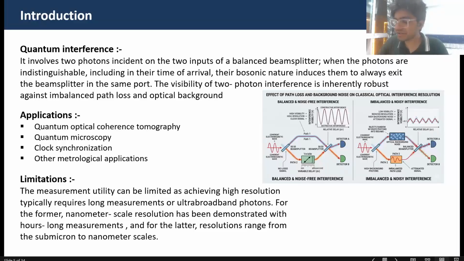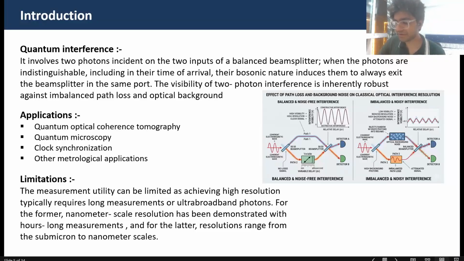The second diagram on the slide illustrates why this is so valuable. It compares the classical setup on the left with the quantum setup on the right. While the classical interference signal gets scrambled by noise and attenuated photons, the visibility of the two photon quantum interference remains inherently robust against the imbalanced path loss and optical background.